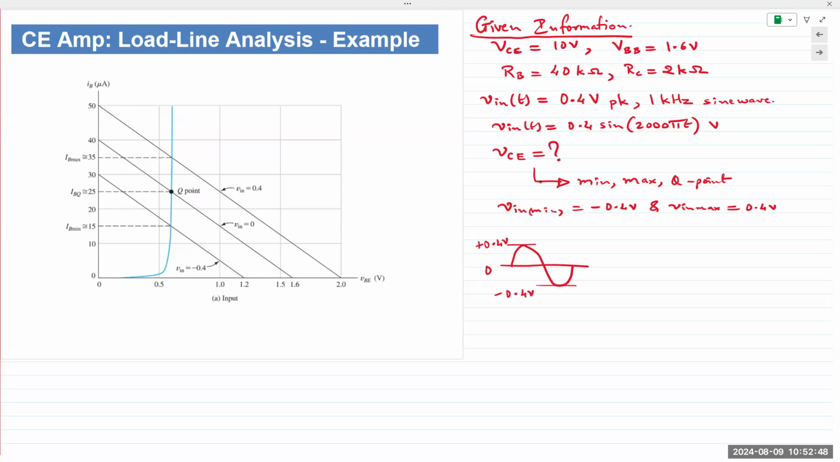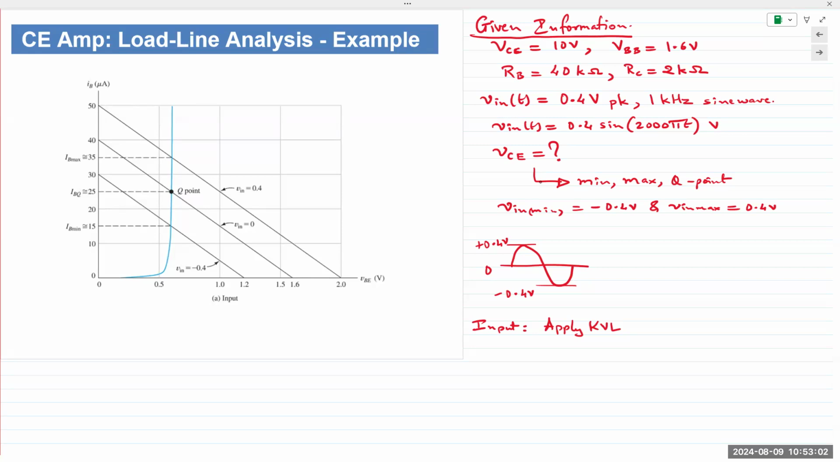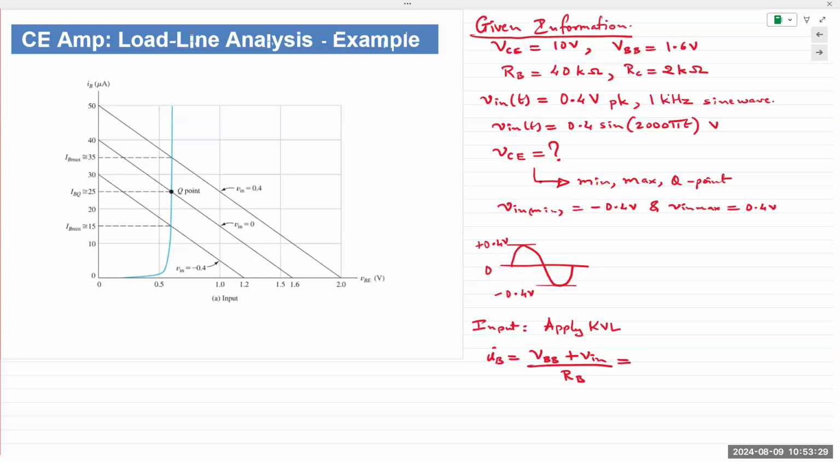Let's write out our KVL equations for the input side. We don't need to do the derivation again. We can directly write down IB is VBB plus V in over RB. VBB is given to us. You plug in the values: 1.6 plus V in, which is plus 0.4, then minus 0.4, and then 0. So the three values for V in would be minus 0.4, 0, and plus 0.4.